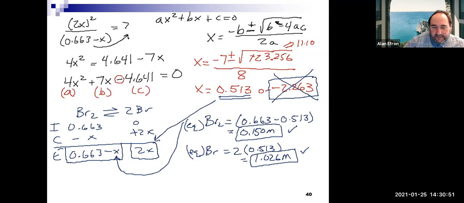We started with 0.663, the change was 0.513, and we end up with a little bit less of what we started with, Br2, and we increase going from 0 to 1.026, or 1.03 if you round that. And we do see an increase in our product formation, which is what we would expect considering that the equilibrium constant is 7. This reaction is probably heading in this direction. We should see that increase in products, decrease in reactants. Question on that there?